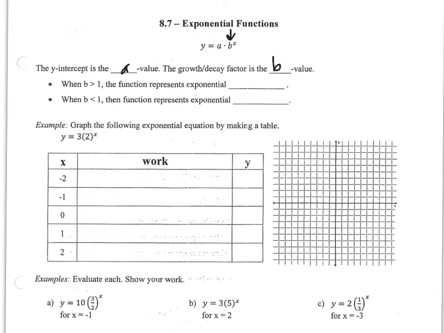So when b is greater than 1, the function represents exponential growth. And when b is less than 1, the function represents exponential decay. And actually, I'd rather be more specific. Instead of putting b as less than 1, I want to write when b is between 0 and 1. So if b is 0, remember, 0 to any power is just going to be 0, so it's just going to be a flat line.